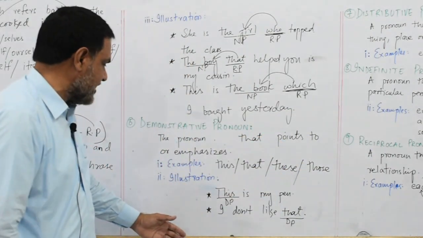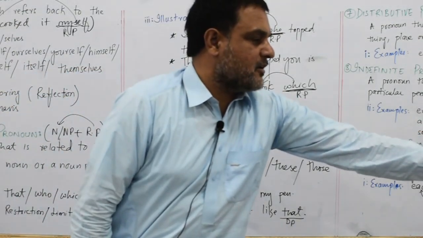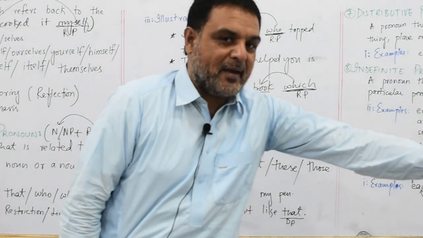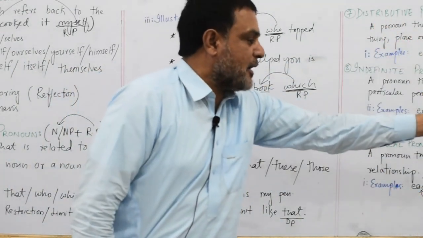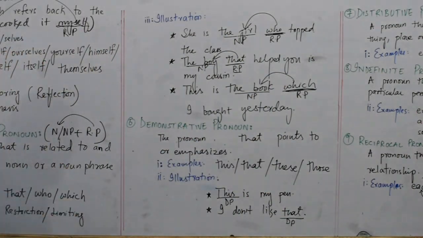And examples are here, remember. So, this is my pen. You are pointing to the pen. That is my book. So you are pointing. So this is how a demonstrative pronoun is used.